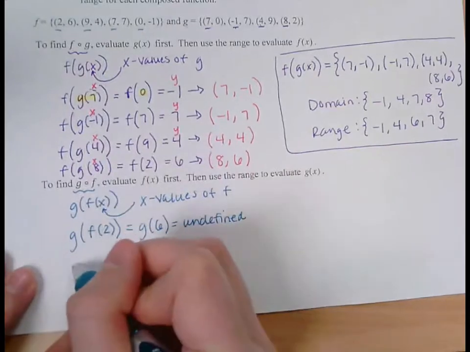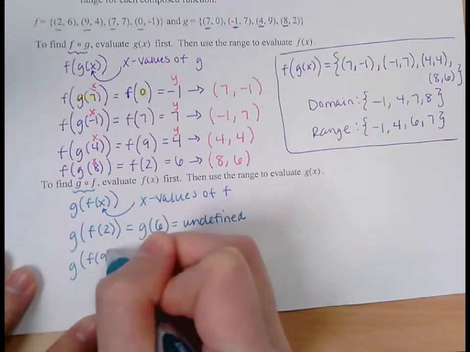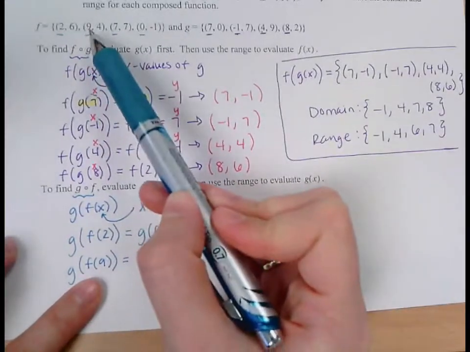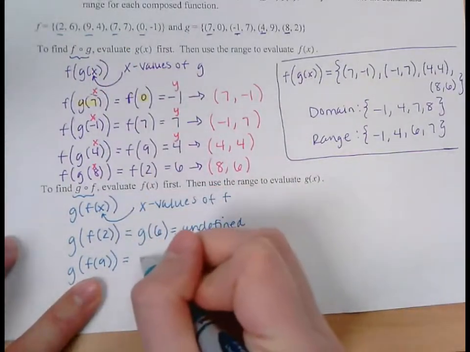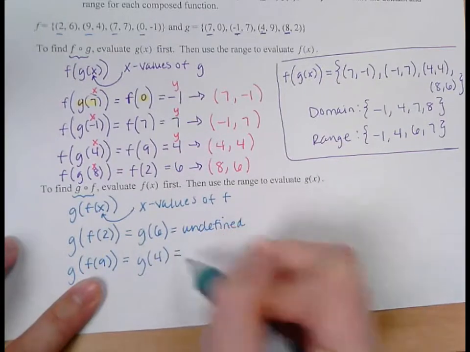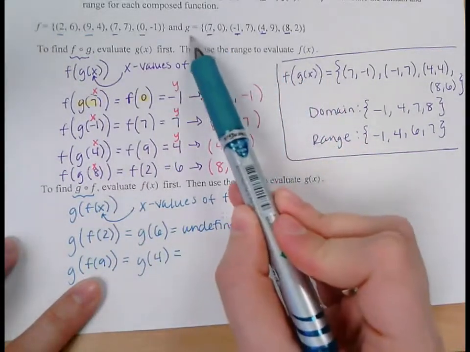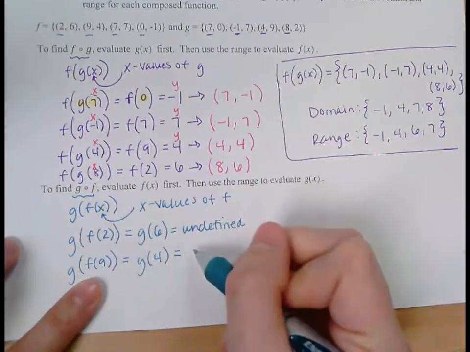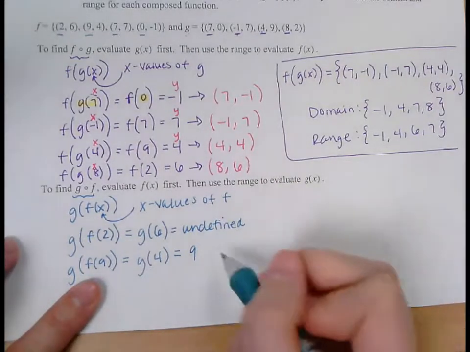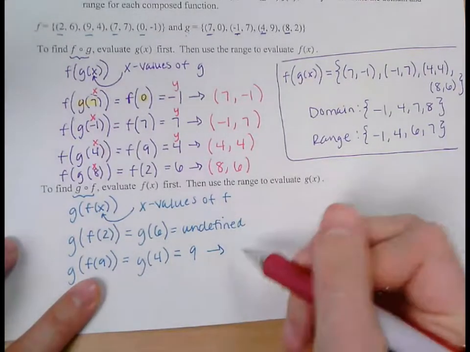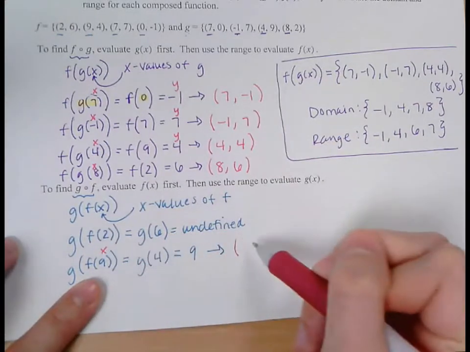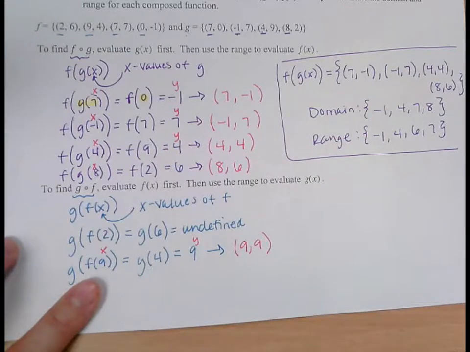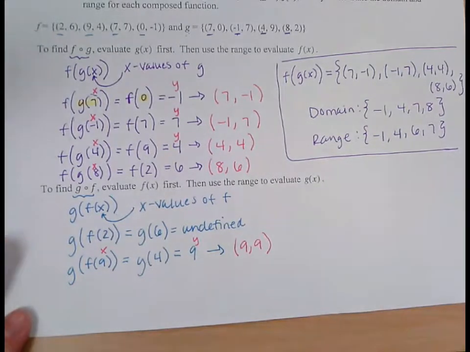The x value is 9. So I'm finding g of f of 9. So for f, when x is 9, y is 4, so that means I'm finding g of 4. And if I look at my function g, I do have an x value of 4 and the y value is 9, so that equals 9. So that ordered pair has an x value of 9 and a y value of 9. Okay, so at least one point exists.